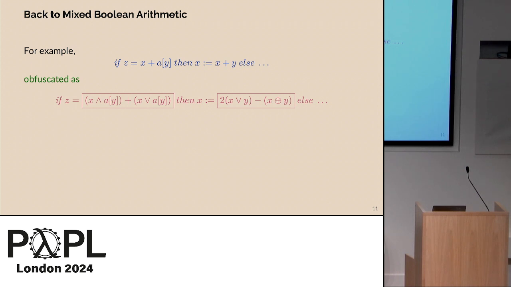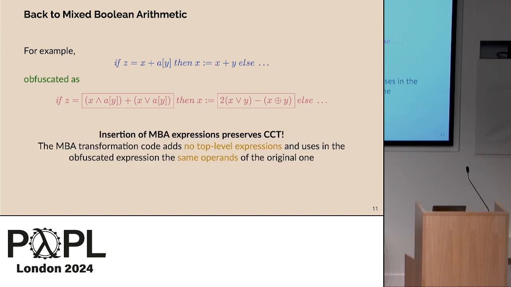We have this example here. As you can see, this box here and this box here correspond through M to this expression here and this expression here. And as you can see, the MBA never adds top-level expressions, because of the way it is defined, and it uses in the obfuscated expression the same operands from before. It just changes the operations. So it adds no new memory operations, and so MBA is always secure. It satisfies the corollary from before. So we are very happy with that.